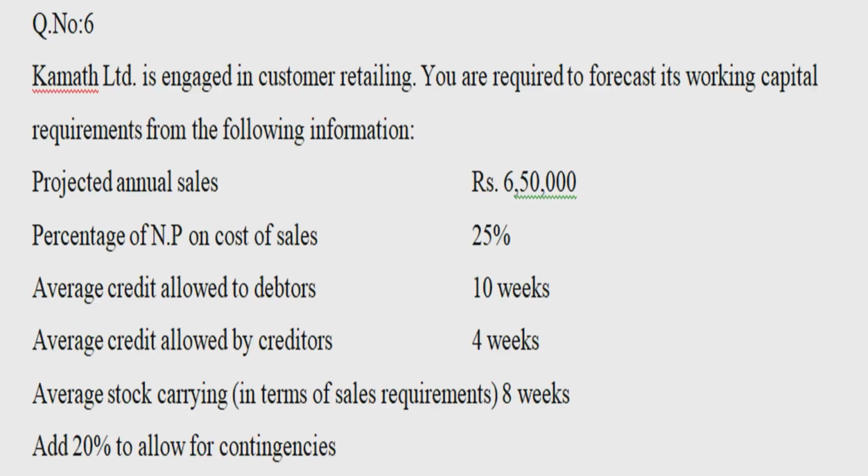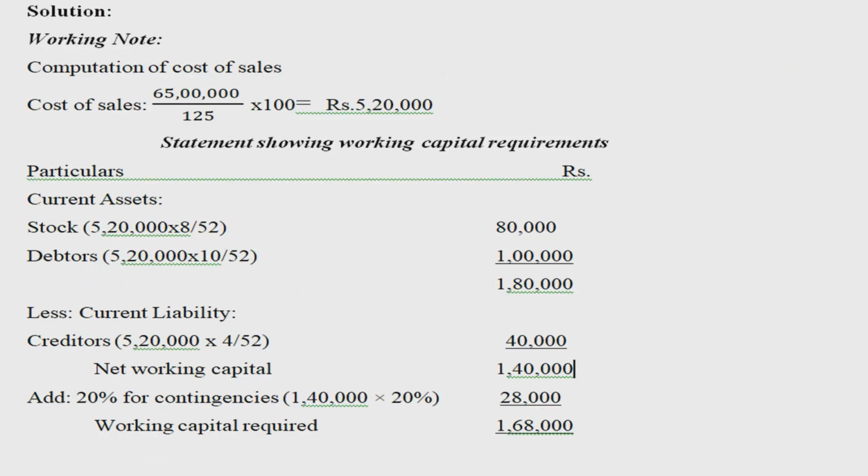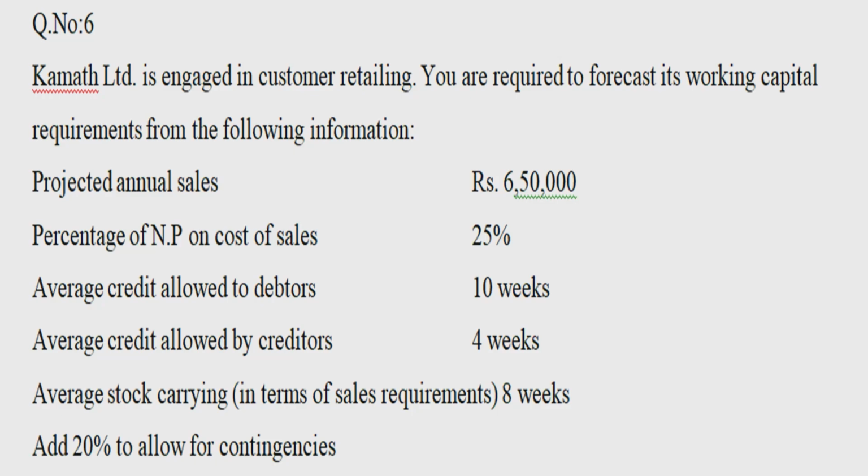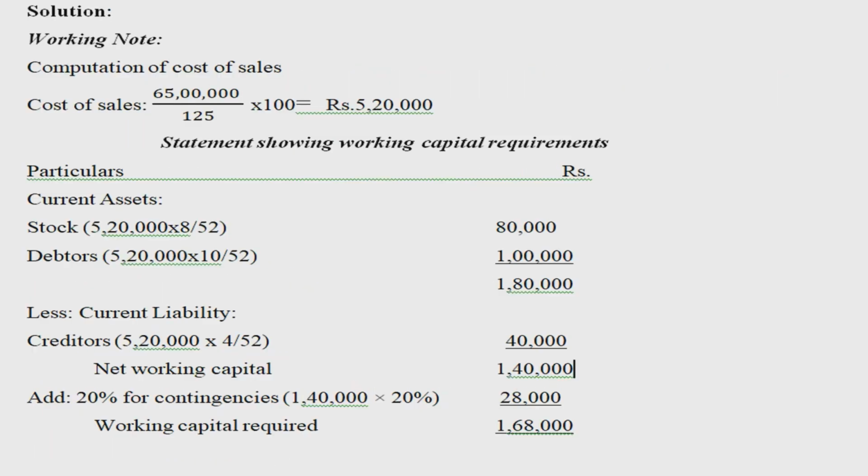Next, for the debtors, they have given 10 weeks. So 5,20,000 into 10 divided by 52, 1 lakh rupees. So we will have only two items under current assets, stock and debtors. If you add stock 80,000 plus debtors, you will get 1,80,000, less current liabilities. For the current liabilities, creditors, it was given 4 weeks. So 5,20,000 into 4 divided by 52, you will get 40,000. So working capital, current assets minus current liabilities, is 1,80,000 minus 40,000, that is 1,40,000.